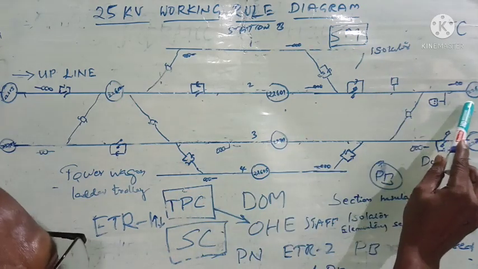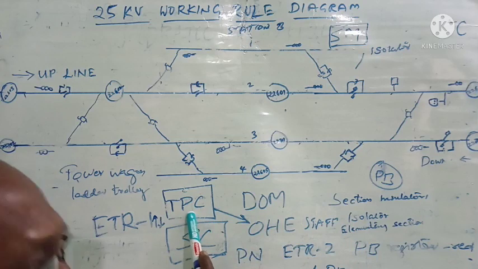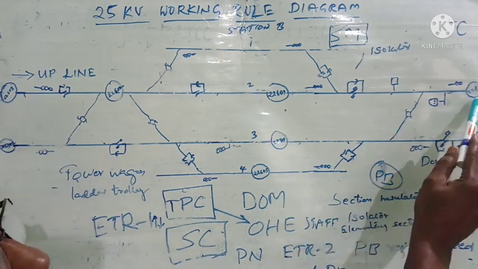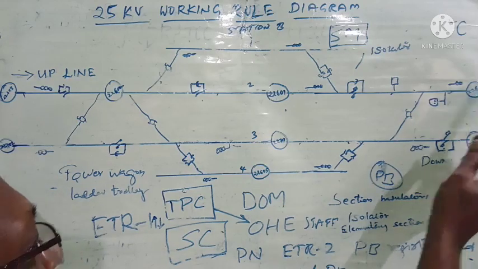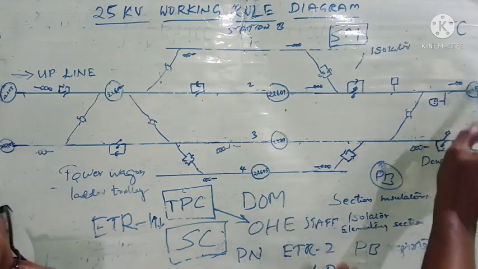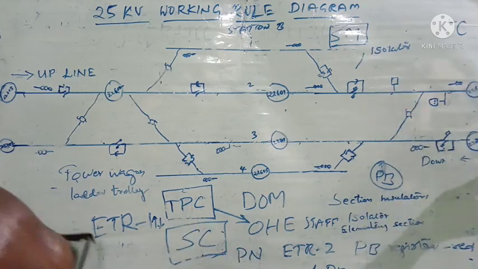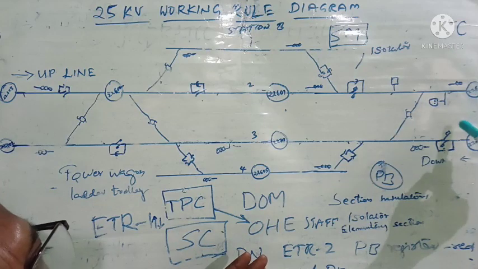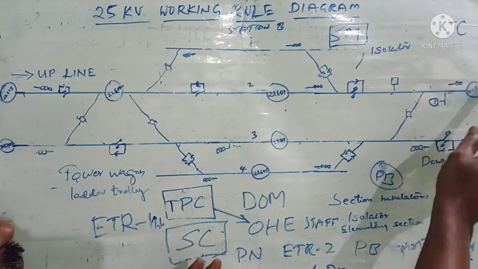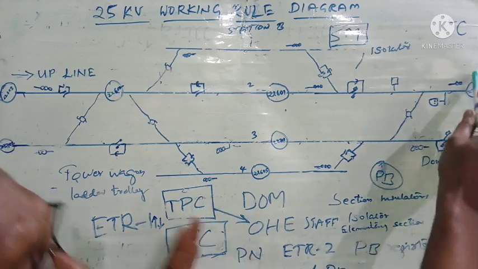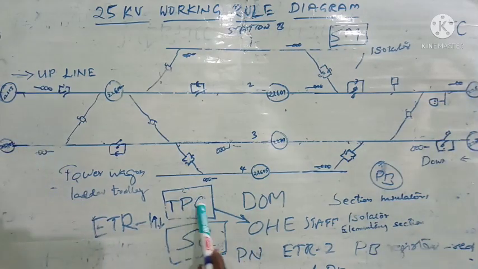TPC will grant power block to the loco pilot, but before that TPC will inform the section controller that he is going to avail power block in elementary section 22600. Suppose the train is standing in this elementary section. If it is in the next section, then he will avail power block in that section. Here, let us take it is in the same section, this 22600 elementary section, where this train has stopped. In that case, TPC will inform the section controller the same message, that he is going to avail power block, etc.